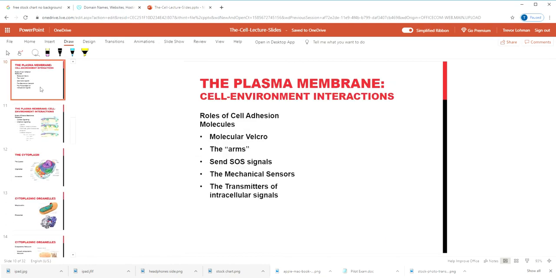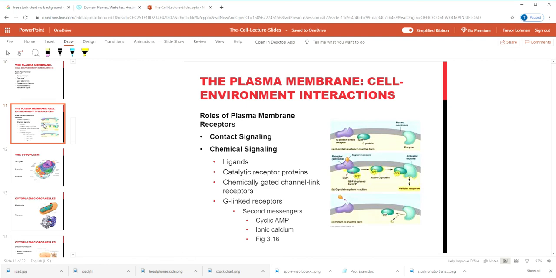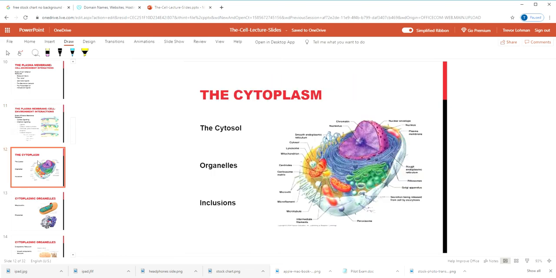Okay, we're going to go ahead and skip this slide. We're going to come back to this so much when we get to endocrine, so we'll just let that go as well. So let's look at the cytoplasm.